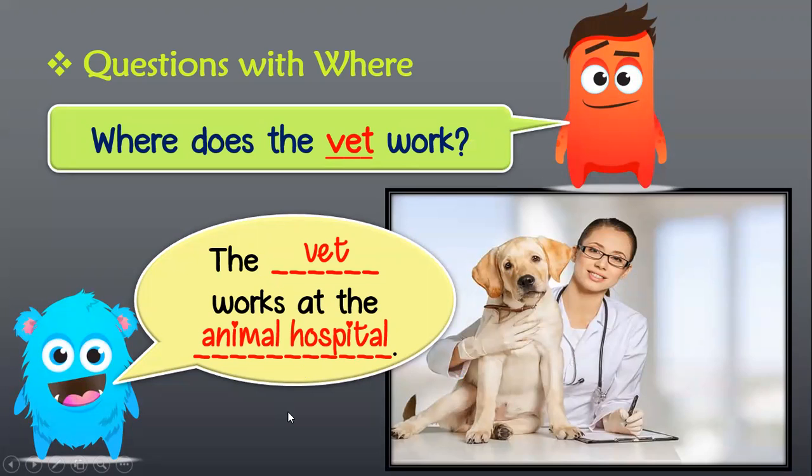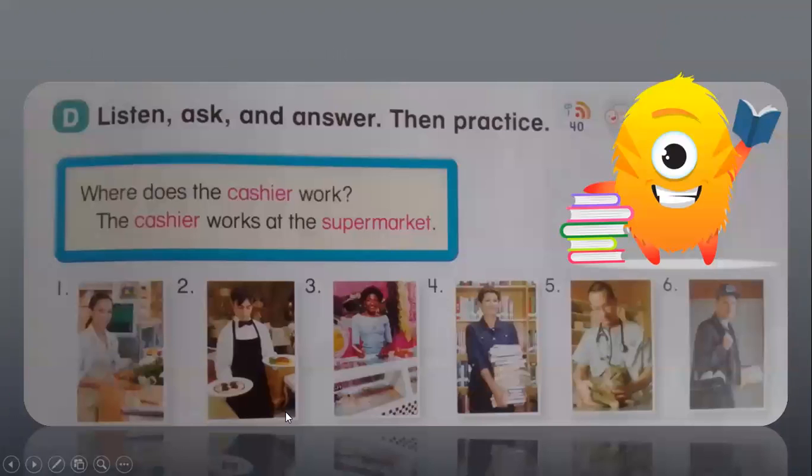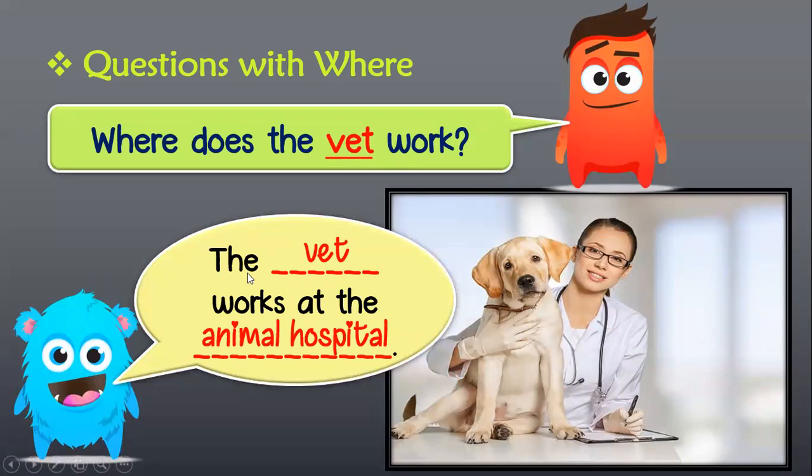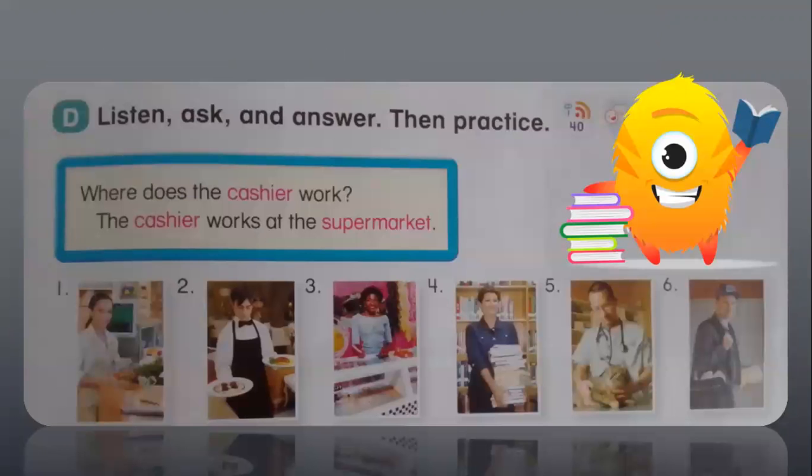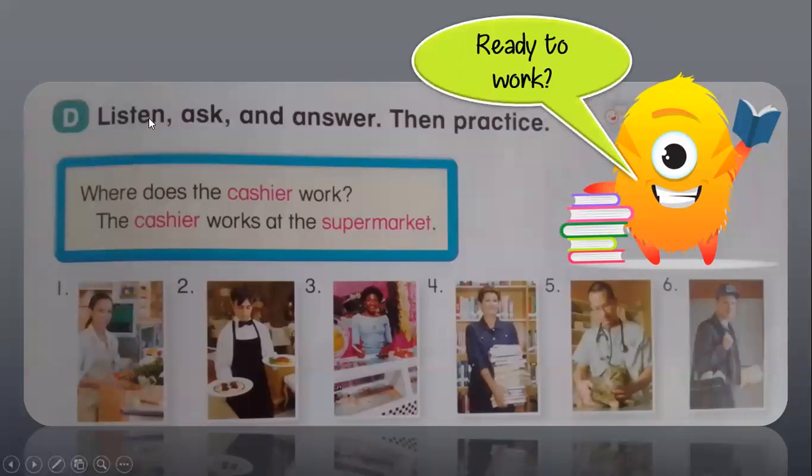Great. So let's see here. In this case, this question and answer is in your student book 2. As you can see, here there is a box. Look at the box. And in that box, here we have a question. In this case, the example says, where does the cashier work?